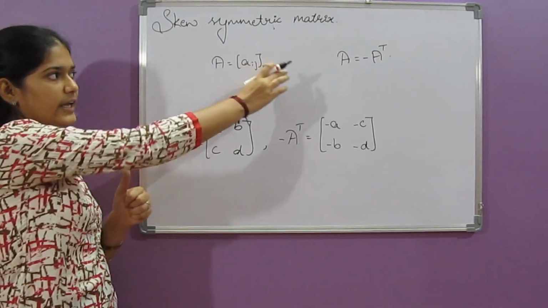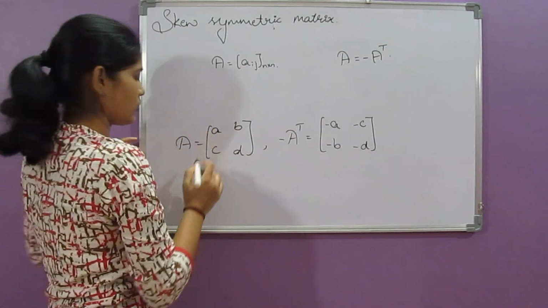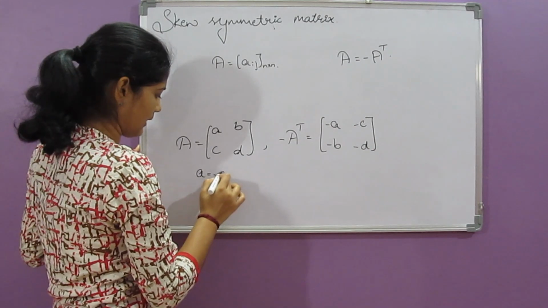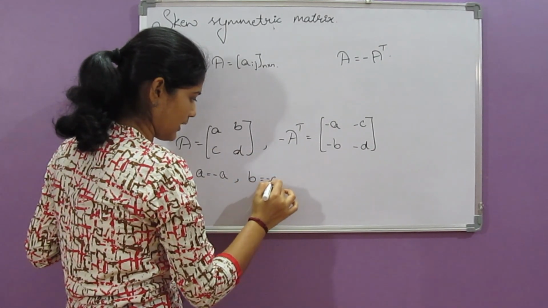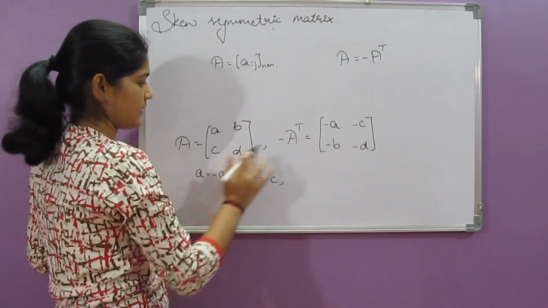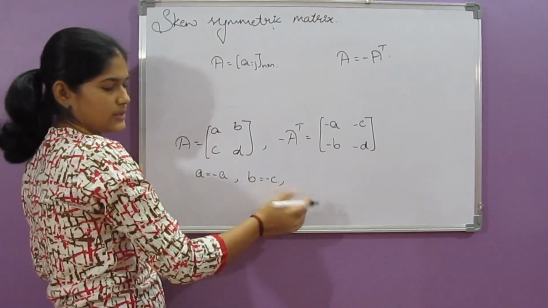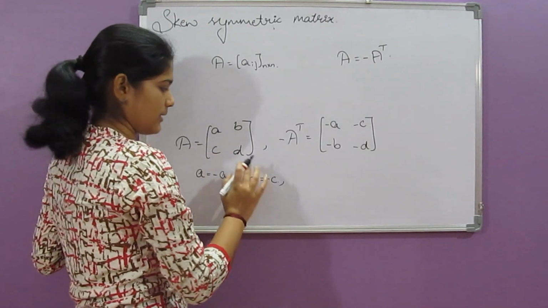We have A is equal to minus A transpose. So, a is equal to minus a, b is equal to minus c. Then c is equal to minus b, which is nothing but b is equal to minus c. Both are same.